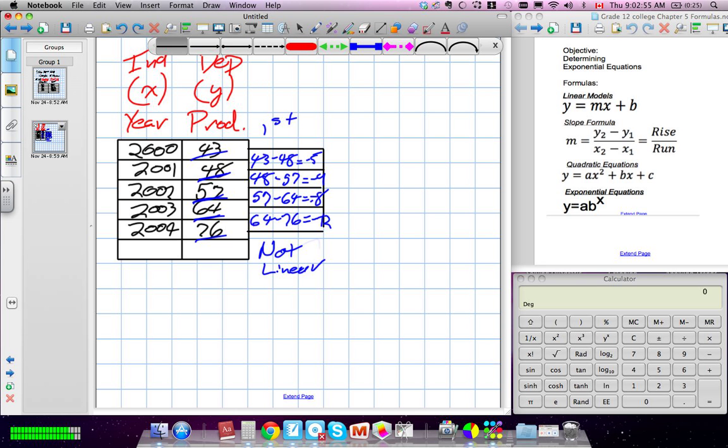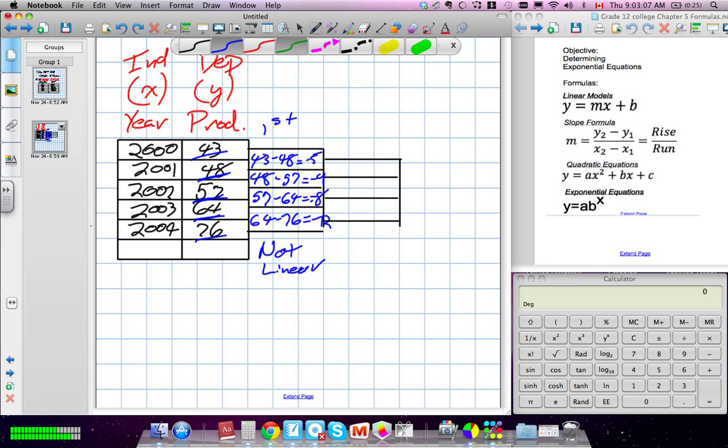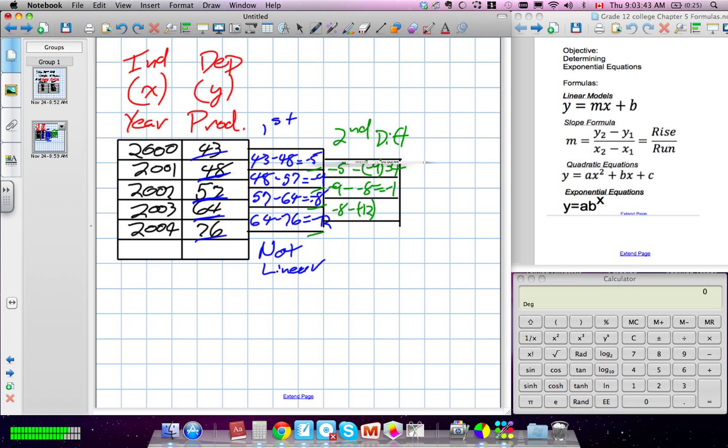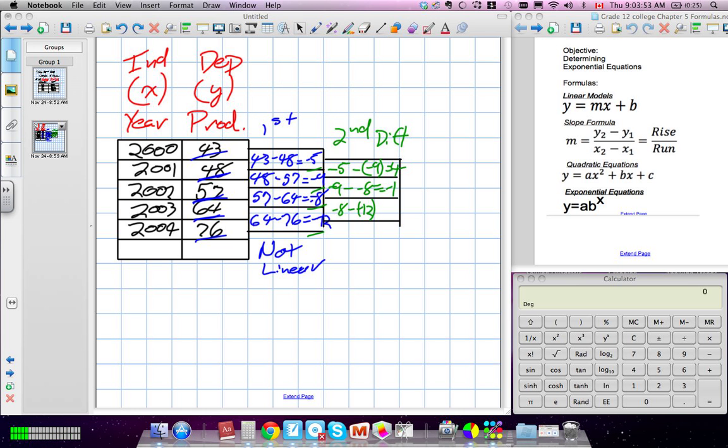All right, to figure out if it's quadratic, we have to take the differences of the first differences. So our second differences: negative 5 subtract negative 9. Anybody know off the top of their head what that is? 4. Positive 4. Good. Negative 9 subtract negative 8. Negative 1. Good. Negative 8 subtract negative 12. Yeah, Ramel? Sorry, let's fix this number. That's negative 7. That changes this to negative 7, which means our answer is negative 2. Let's clean this up a little.